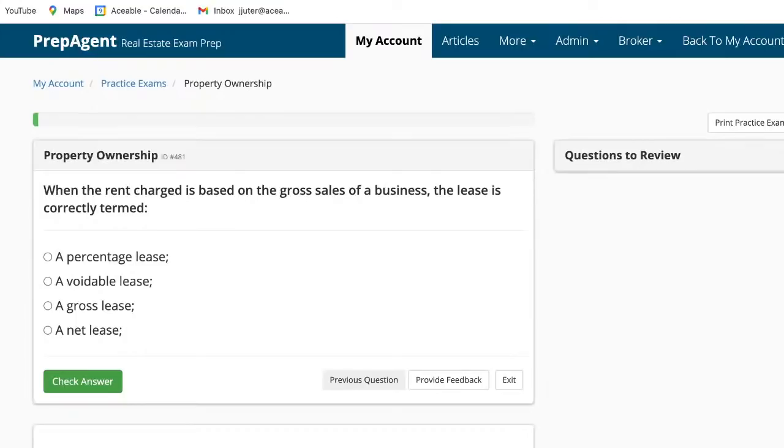Okay, when the rent is charged is based on gross sale of business, the lease is correctly termed A, a percentage lease, B, a voidable lease, C, a gross lease, or D, a net lease. What do you guys think?